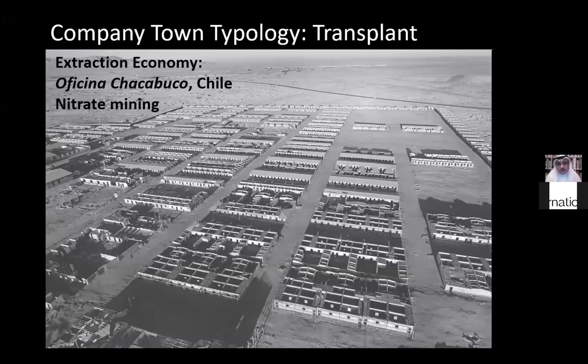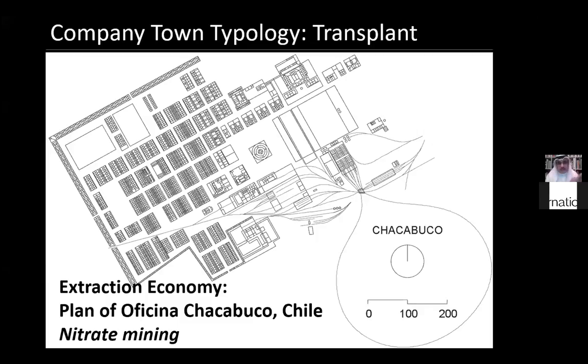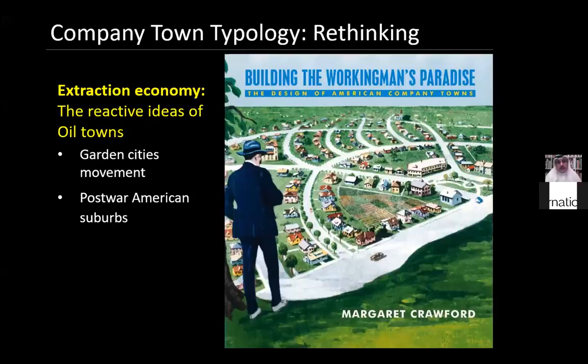The same site was a complete town with its own hospital and residences and other facilities. After the Second World War, the company town, which is based on the gridiron template, was challenged. And ideas like the Garden Cities movement and even the American suburbs at that time, away from or on the outskirts of major American cities, were also questioned. The book "Building the Working Man's Paradise" is a book I recommend because it discusses all of these issues up to the Second World War.